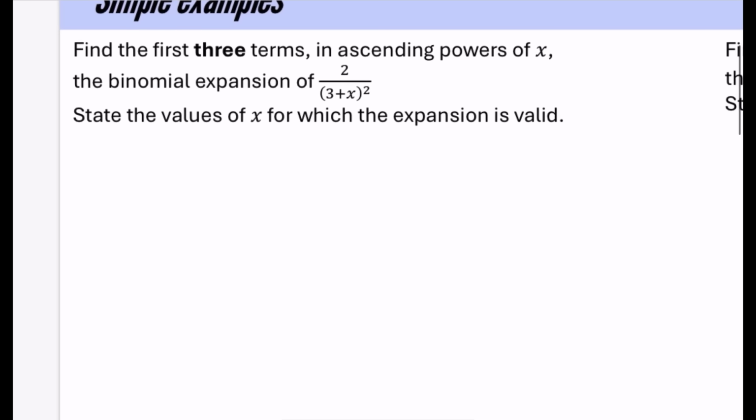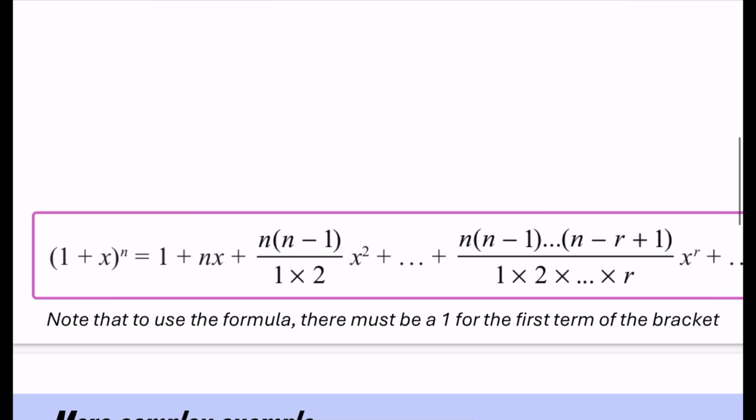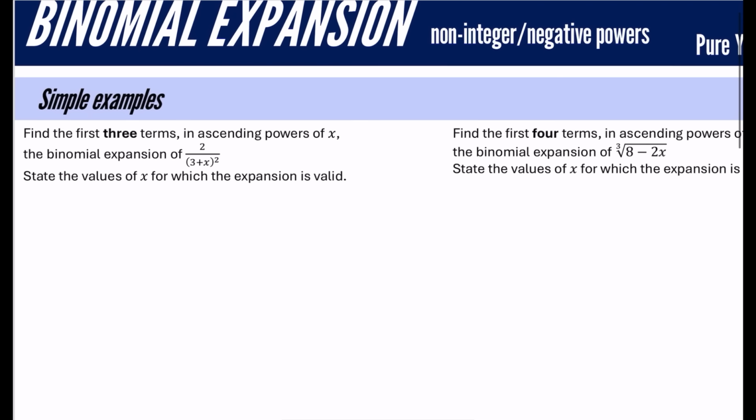So for this first simple example that we've got here, we're going to find the first three terms in ascending powers of x, the binomial expansion of 2 over (3 plus x) squared. State the values of x for which the expansion is valid. So to begin with, we want to write it in this kind of form, that standard power form, that standard index form that we've got.